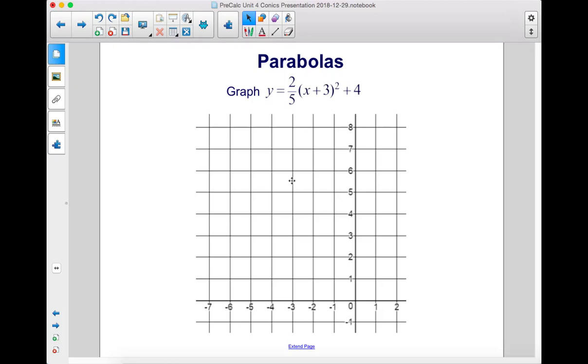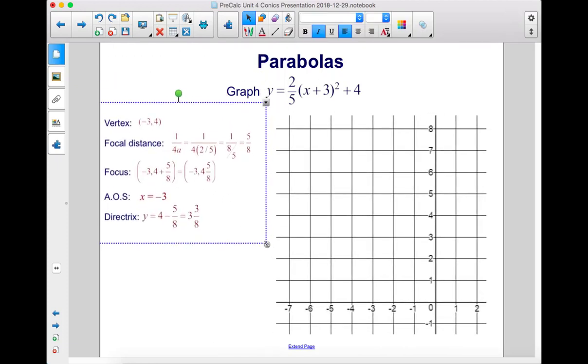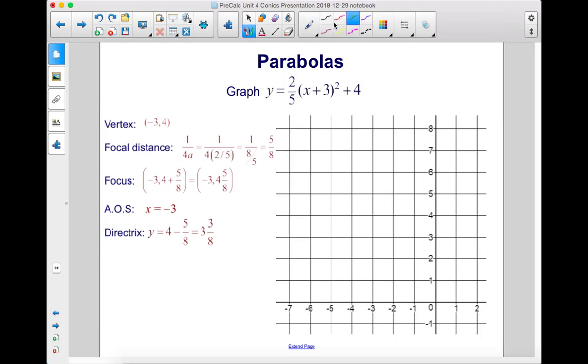Now we're going to graph the function. So I'm going to move this over a bit. I'm going to paste in the information we figured out on the previous slide. All right, so we have our vertex at -3, 4. Our focal distance is 5/8, so that will be a little bit more than half. So right there. We have our focus at -3 and 4 and 5/8, so like right there.